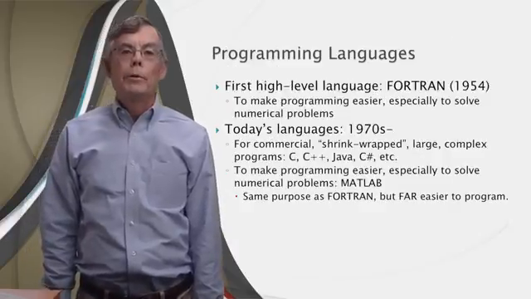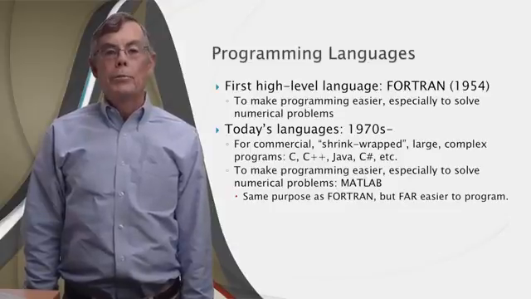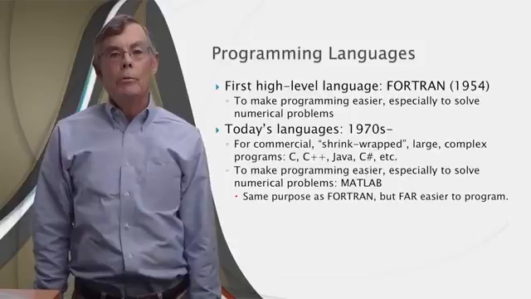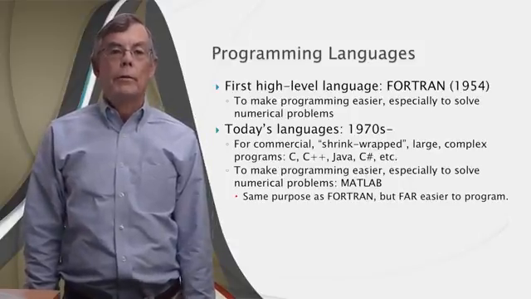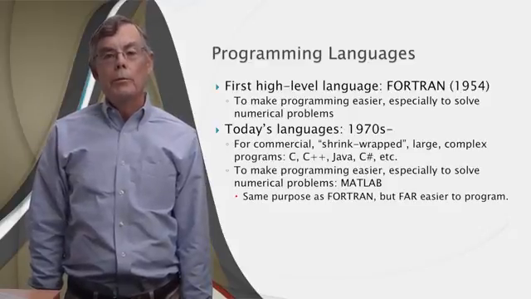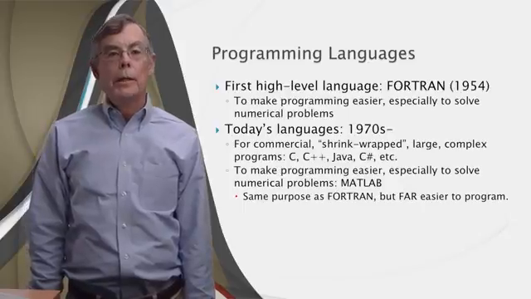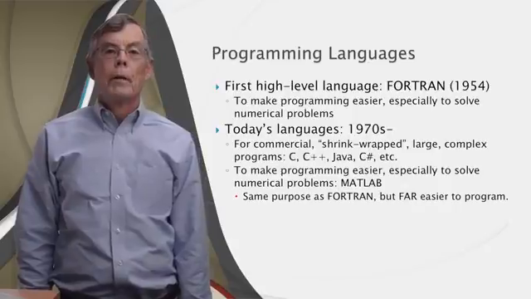To program a computer, you have to use a programming language. The first languages were complicated affairs of strings of ones and zeros or cryptic code words and numbers. And then in 1954, all that changed. A language was invented that was much more like a human language. It was called Fortran. Its purpose was to make programming easier, especially for solving numerical problems.